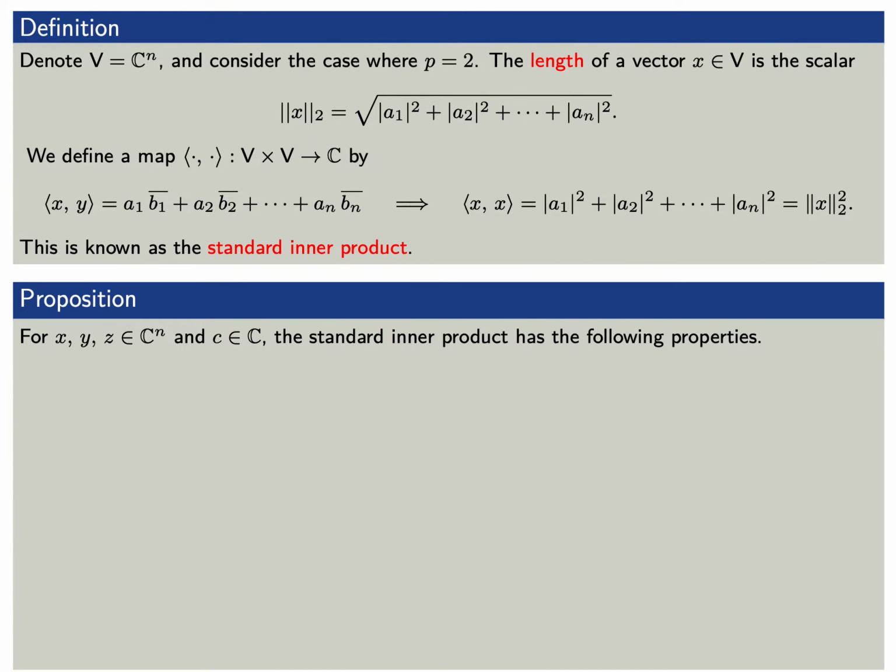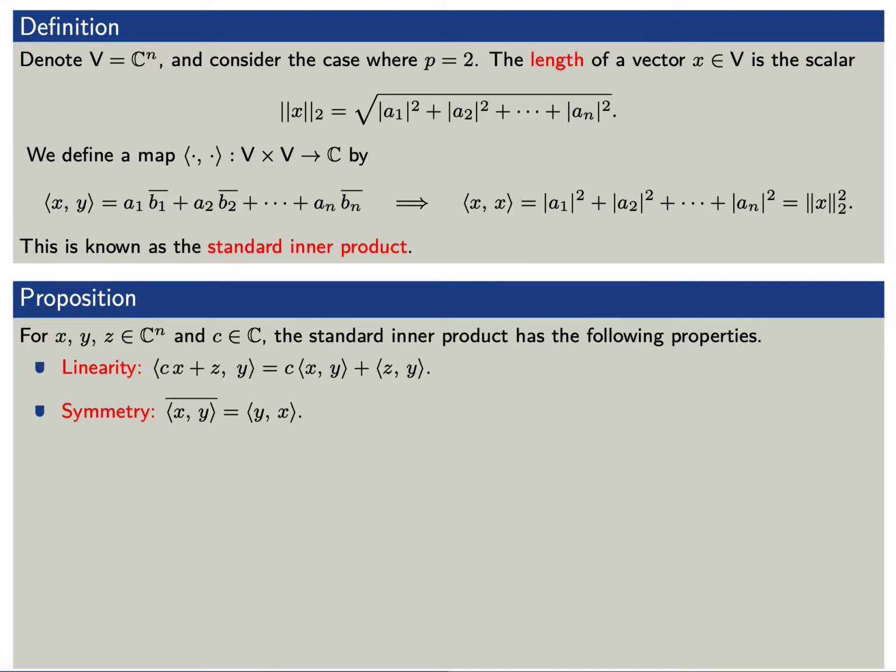The standard inner product has the following properties. That is, let's say that x, y, and z are n-dimensional vectors, and c is some scalar. First, we have linearity. That is, if we take the inner product of cx plus z and y, this is the sum of the scalar times the inner product of x and y, plus the inner product of z and y. We also have symmetry. That is, remember that our inner product of x and y is a complex number, so we can compute its complex conjugate. Well, the complex conjugate of the inner product of x and y is just the reverse. It's the inner product of y and x.